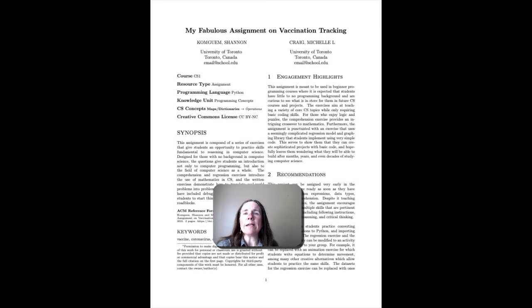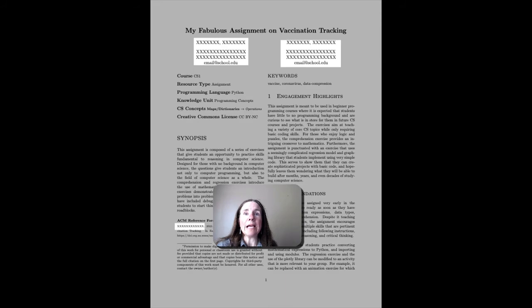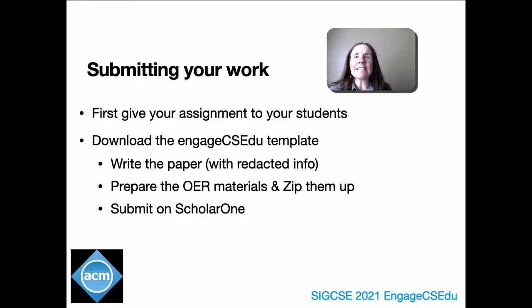Once the paper is ready, there is still a bit of work to do before submitting. Since the review is double-blind, you need to make a redacted copy that doesn't include any identifying information. The next step is to prepare all the other materials that are part of the resource. Remember that this includes any student-facing handouts or instructions, marking guidelines, supporting materials, starter code. The author's identity and institution needs to be removed from all of these materials as well for the double-blind review.